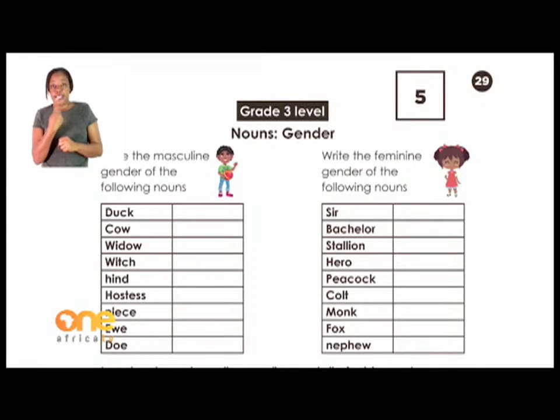A hero is a man. What about a female? A peacock, colt, monk, fox, and nephew. What about the female side? Please find for me, search and fill in the answers. I'll check with you there.